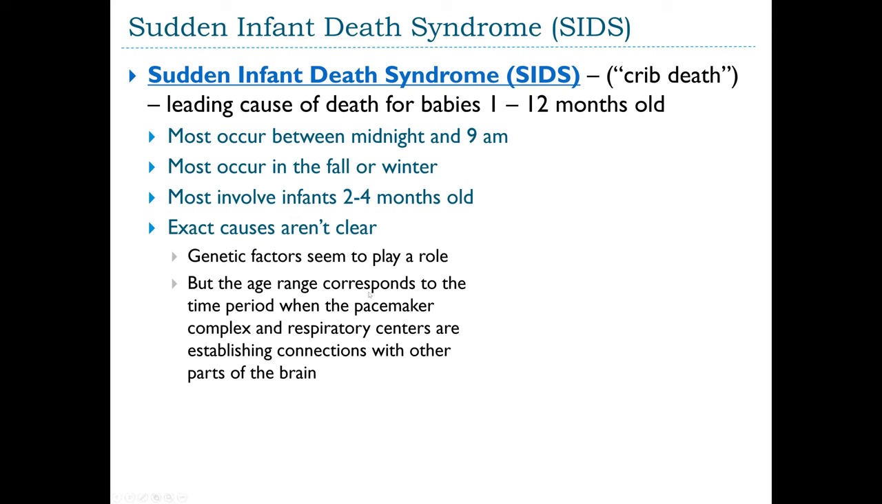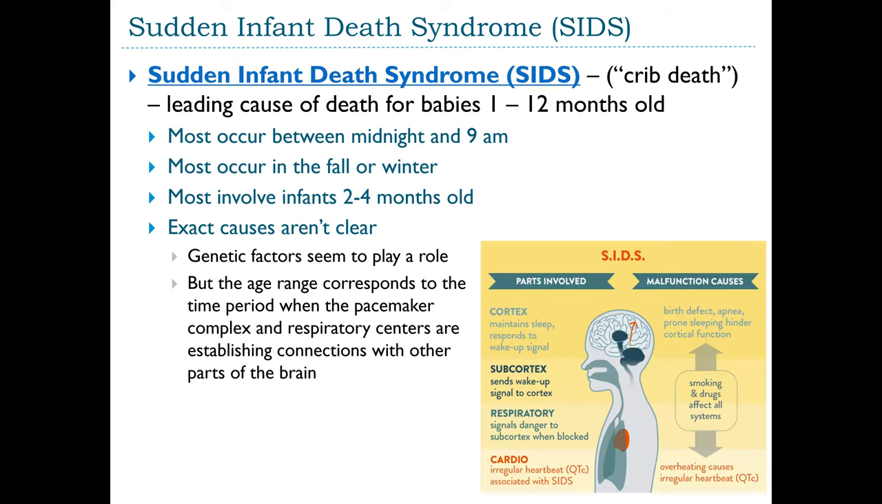But the age range in which SIDS is most likely to occur corresponds to the time period when the pacemaker complex and respiratory centers are establishing connections with the other parts of the brain. And so it's thought that part of the reason you get malfunction, which results in death, is that you have a problem with these connections being made. So it's hypothesized that maybe these interconnection processes go awry. There are things that they tell you, like make sure your baby sleeps on its back and not its stomach, but that's not a 100% guarantee that SIDS won't happen. So there's still a lot of research into the underlying causes of SIDS.